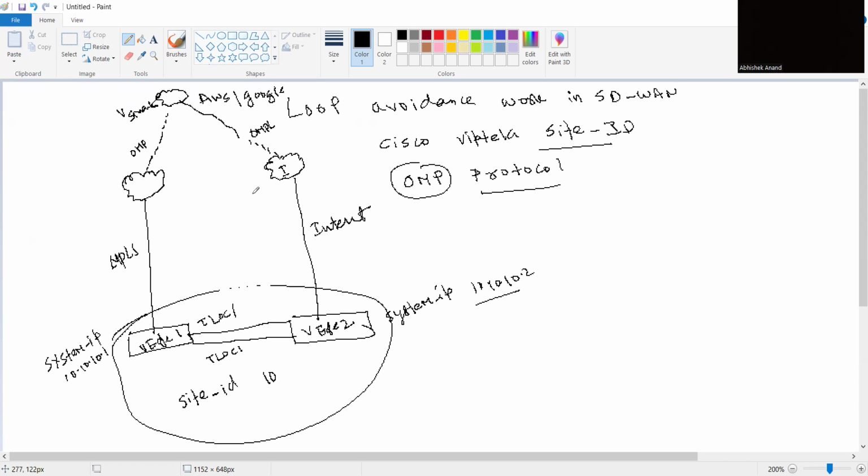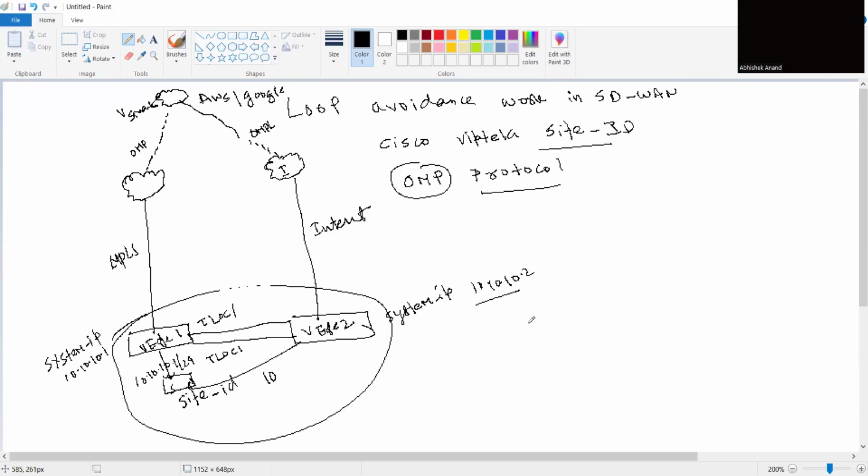Okay. This is your vEdge. On the LAN, let's say we have a stack switch here connected with both the vEdges, and it is advertising a subnet of 10.10.1.0/24. This is the switch.